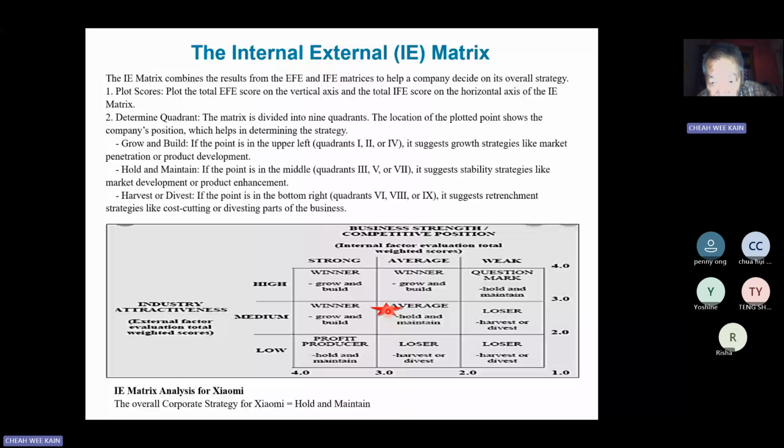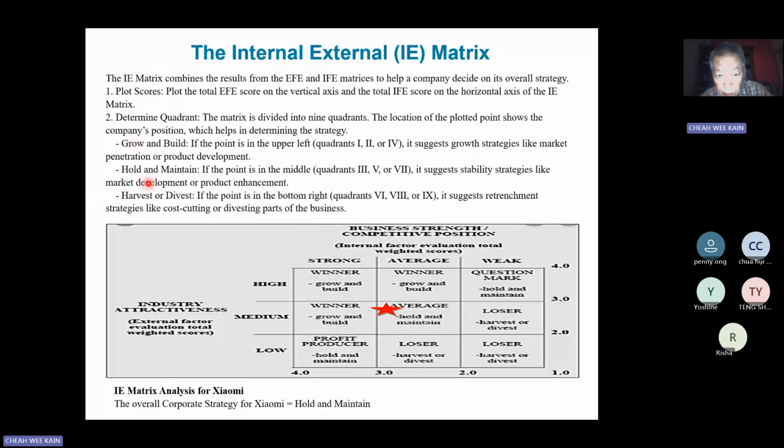Okay, so we are in quadrant... let me see first. Grow and build. These are the grow and build areas. The point is in upper left here, quadrants 1, 2, and 4. The other one is hold and maintain. And the other one is harvest and divest. If your star is around 1, 2, and 4, you are grow. You should do growth strategies.